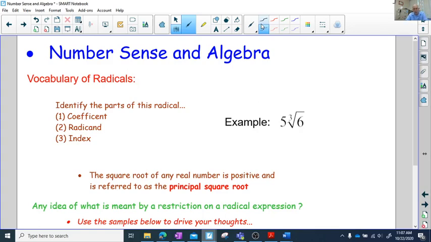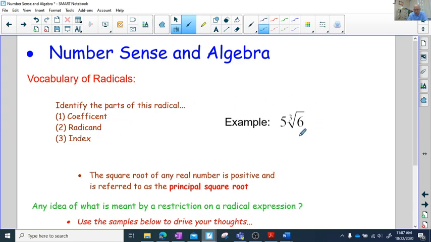Welcome to today's video where I'm going to go through how to simplify radical expressions. A lot of this will draw upon some prior knowledge from your introduction to radicals in Nerf 10. So I'll just start with some of the terminology that goes along with radicals.